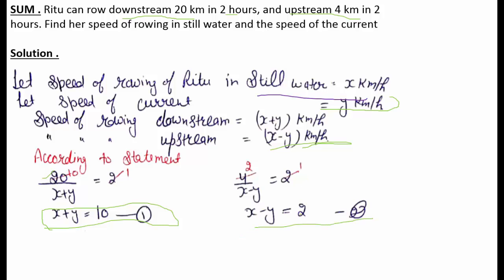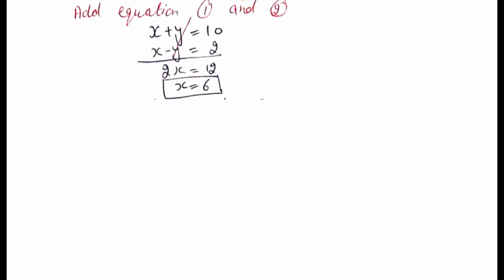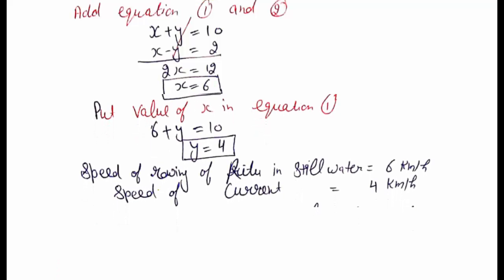Now here the coefficient of y is already balanced, already same. So we will go for elimination method. Now to eliminate, we will add equation 1 and 2. So if we add equation 1 and 2, you will get x equals 6. Now put the value of x in equation 1, you will get y equals 4. Now speed of rowing of Ritu is 6 km per hour, that is x, and speed of current will be 4 km per hour. This is our answer.